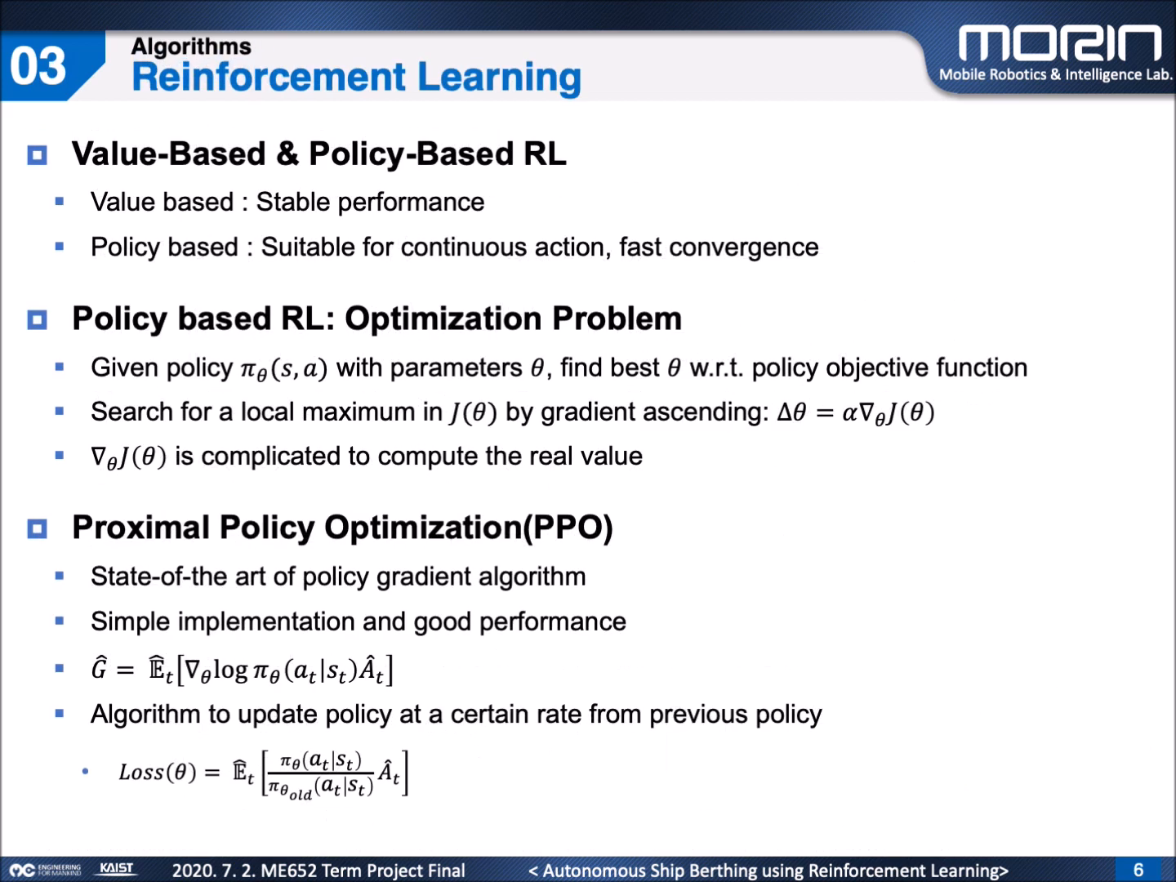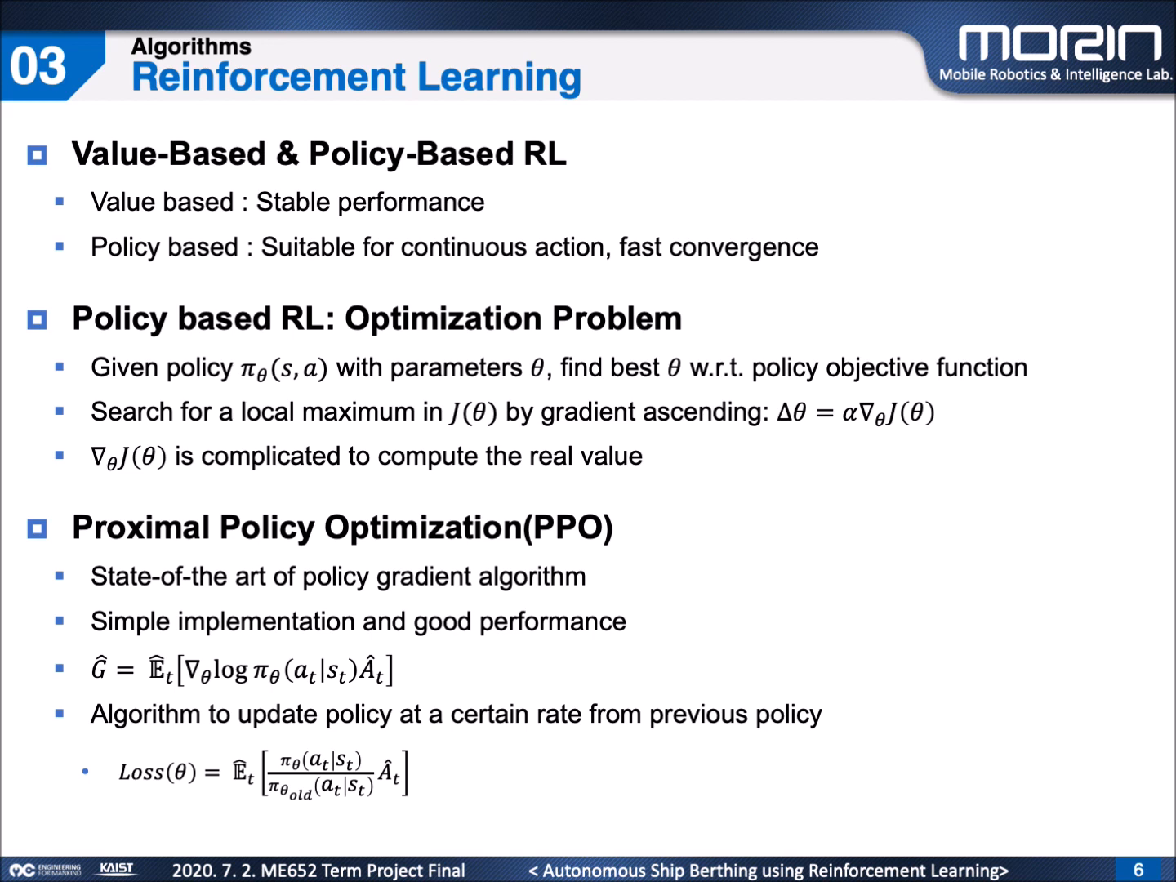In RL problems, there are 2 kinds of learning schemes. One is the value-based method that we learned in class, and the other is the policy-based method, which is suitable for continuous action spaces. In the policy gradient method, the policy is parameterized by theta. In the given policy, the goal is to find the best theta with respect to a policy objective function. Among many policy gradient algorithms, we use proximal policy optimization, in short PPO, because it is a state-of-the-art RL algorithm with simple implementation and good performance.